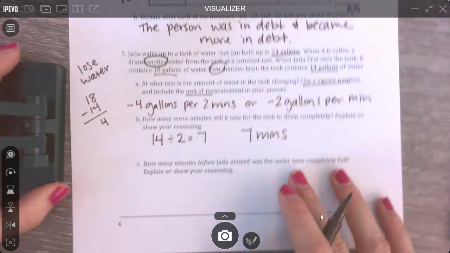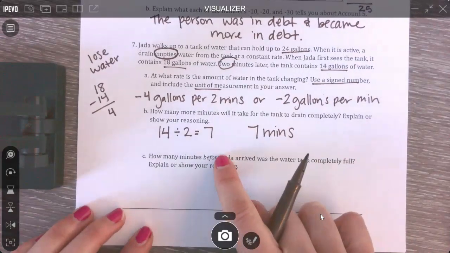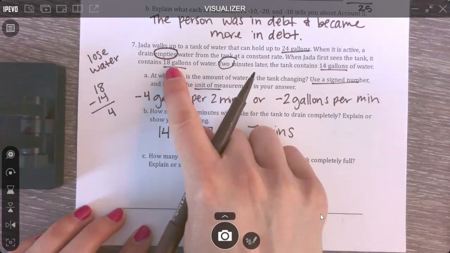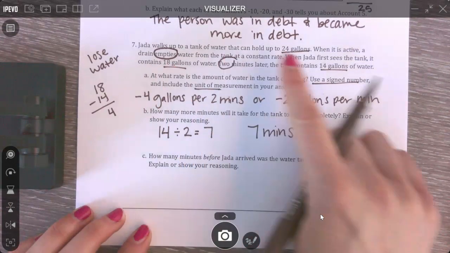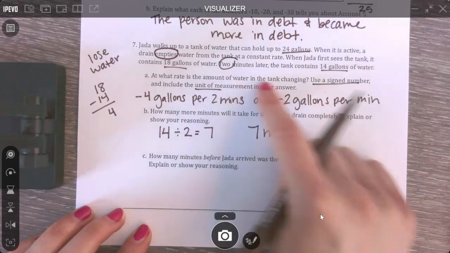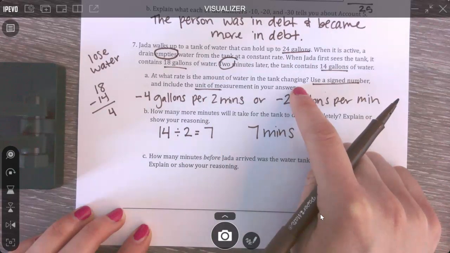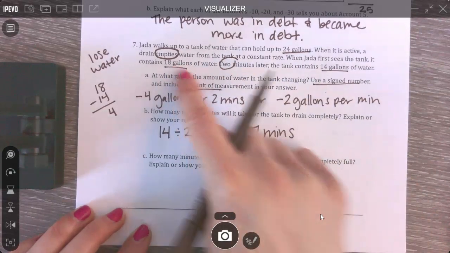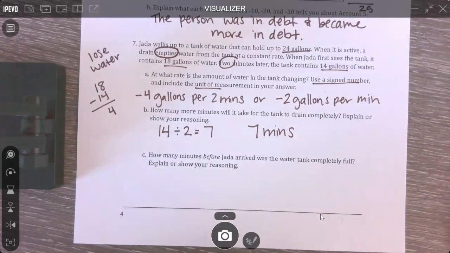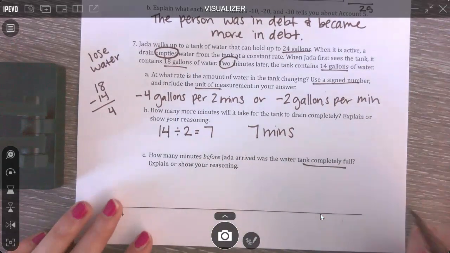All right, well, how many minutes before Jada arrived? So we got to go back. She arrived when it was at 18. She didn't arrive when it was 14. She lost 4 gallons after 2 minutes. So I want to use that 18. But it says, how many minutes before Jada arrived was the tank completely filled?